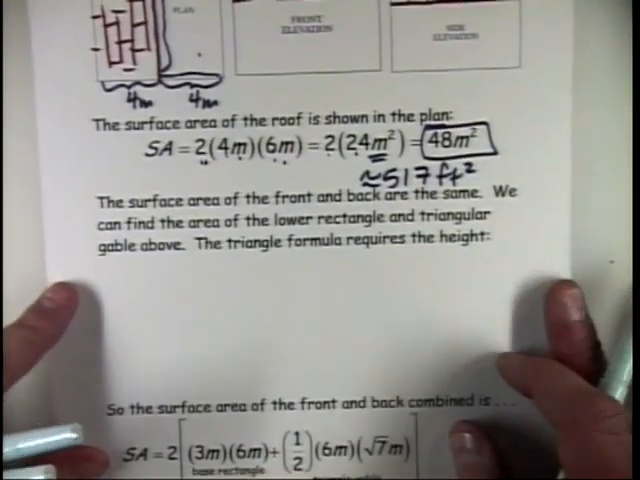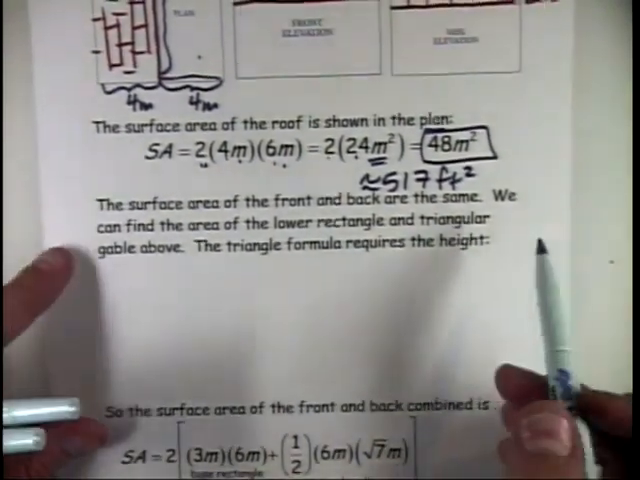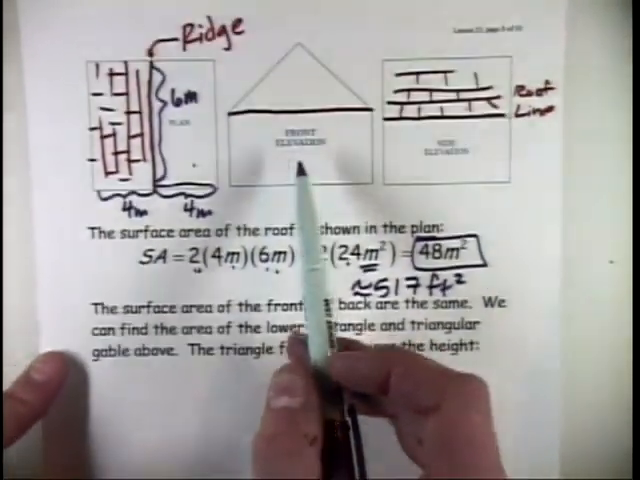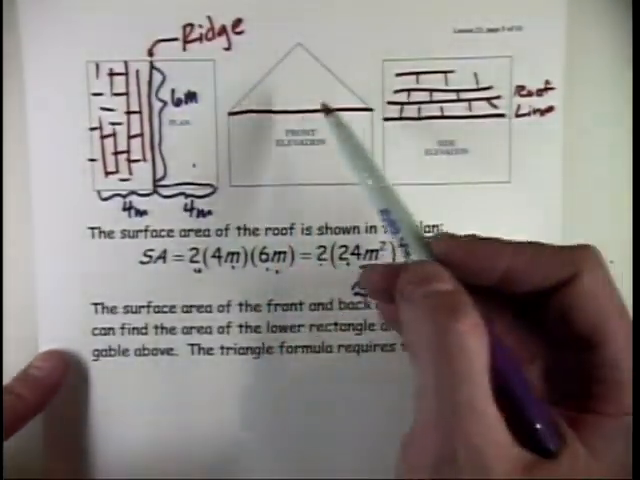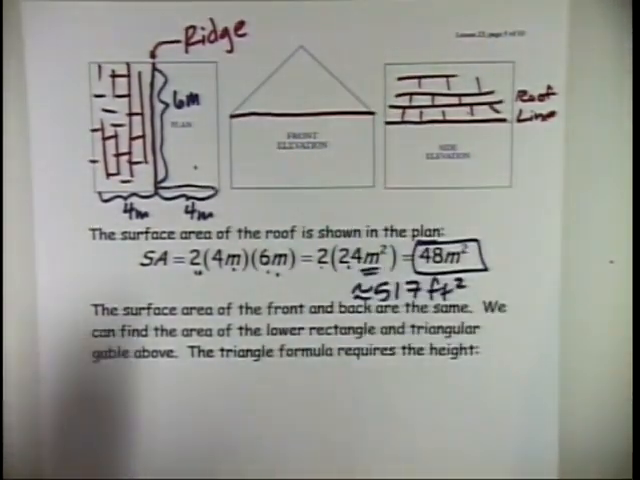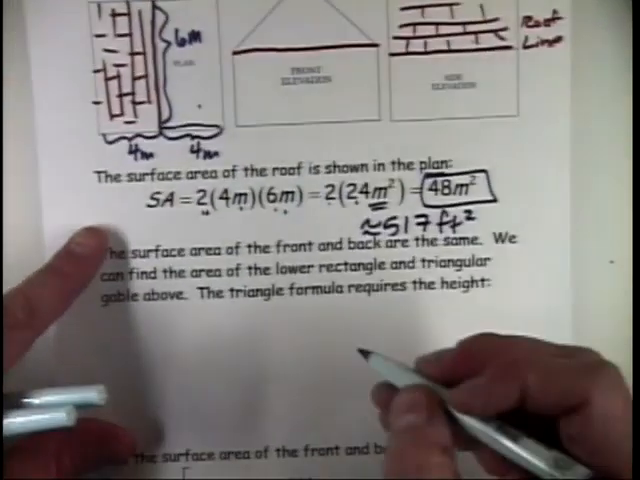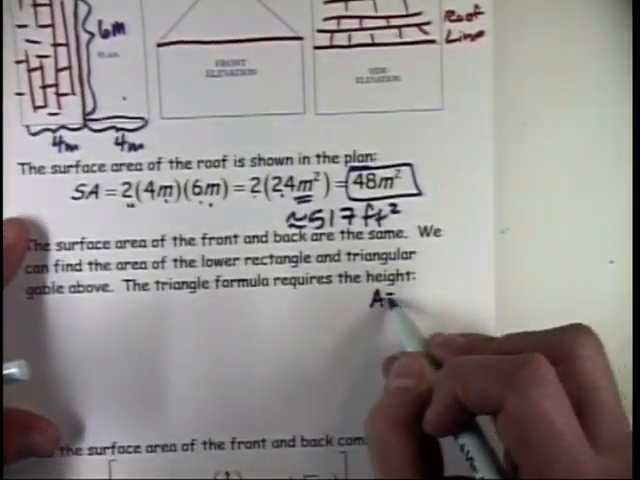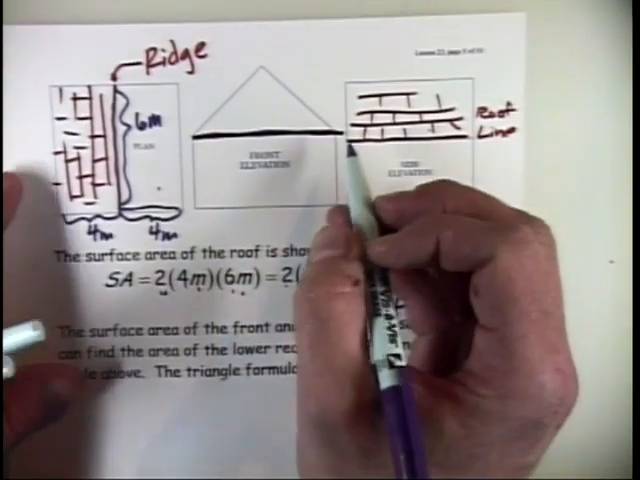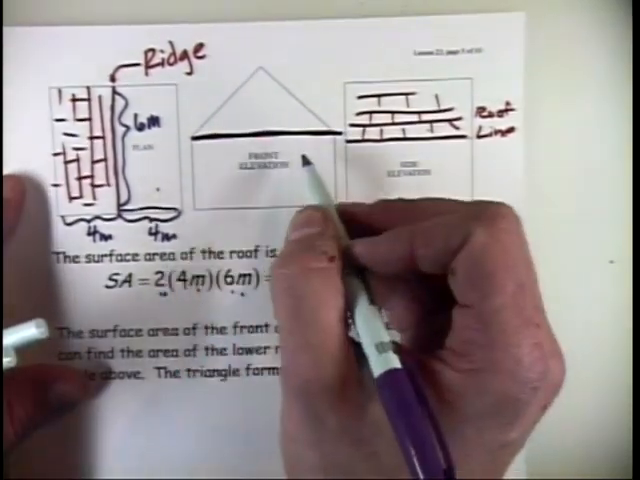All right, now the area of the front and back are the same, so we can double the calculation of 1. Now we can find the area of the lower rectangle, this one here, and we can just add it to the area of the triangle. So triangle's area plus rectangle's area. Well, the triangle, remember, the formula was 1/2 the base times the height. Well, the base is up here, and we remember that all the way across was 6.